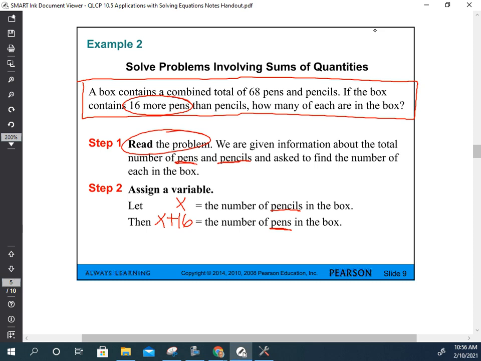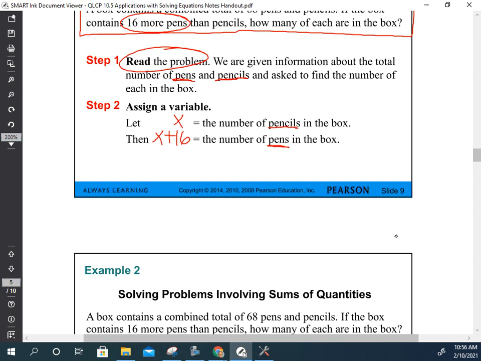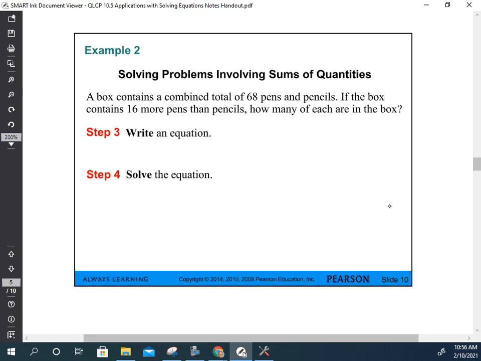So we know what's going to represent what. Pencils are X, pens are going to be X plus 16. So now we can set up our equation. Remember, pencils are X, the pens is X plus 16. So we need an equation. What would be the equation?